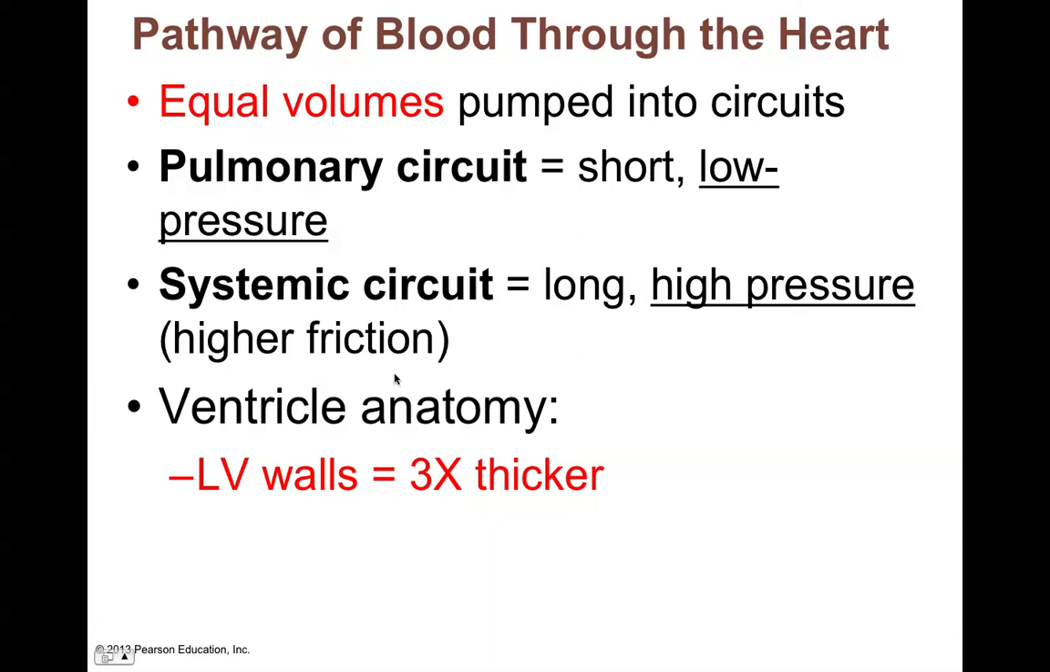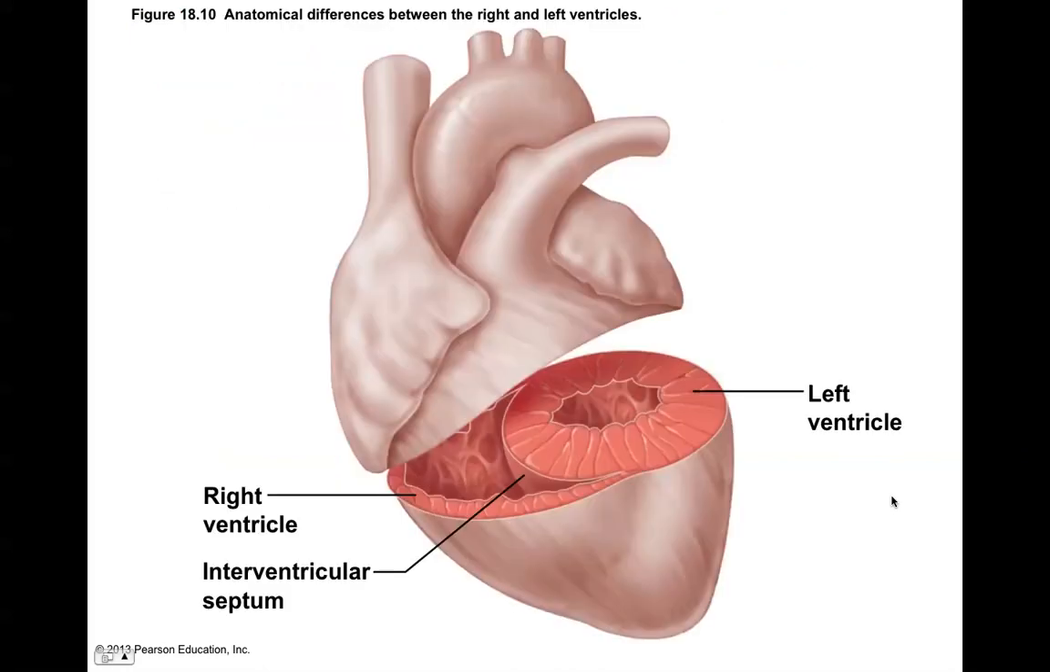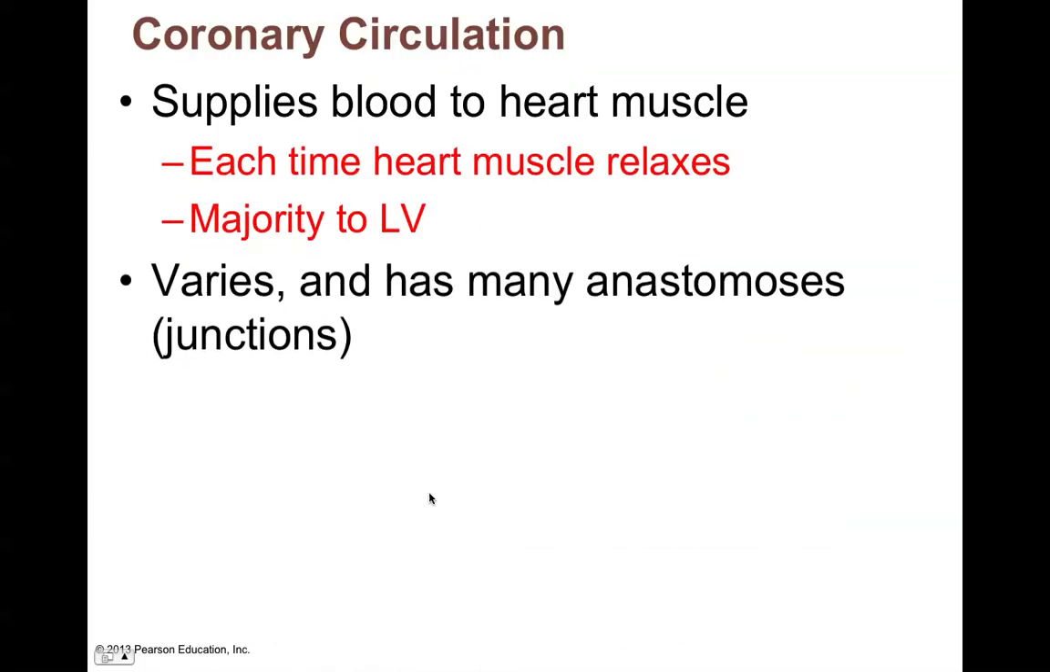So the ventricle anatomy: the left ventricle walls are 3 times thicker than the right ventricle walls. And they're showing you this illustration to drive that point home. You can see the left ventricle over here and this little thin right ventricle that pumps under very low pressure to the lungs. Coronary circulation.